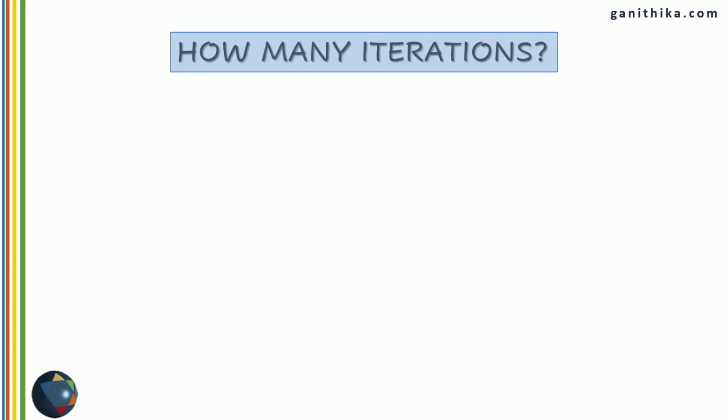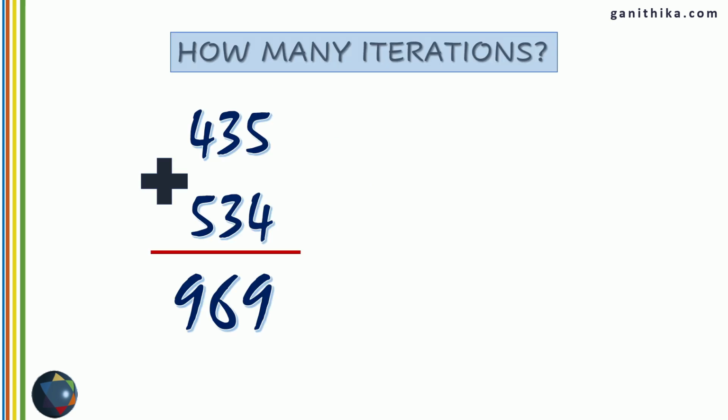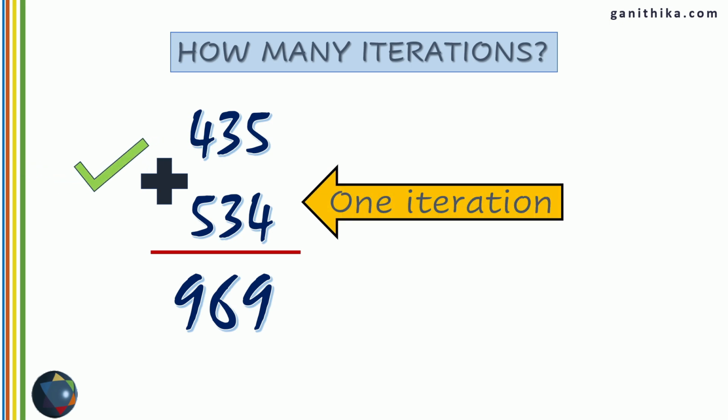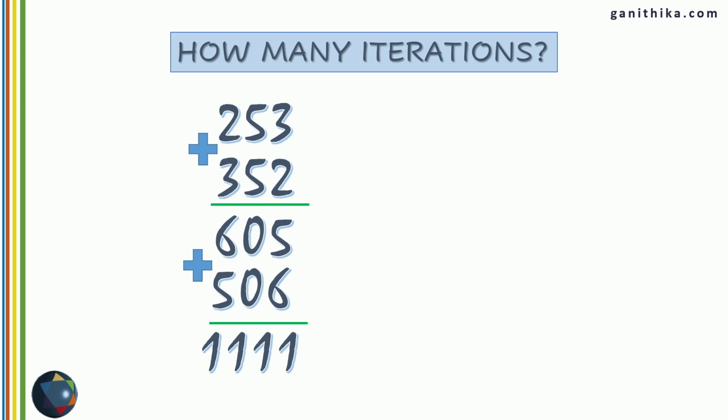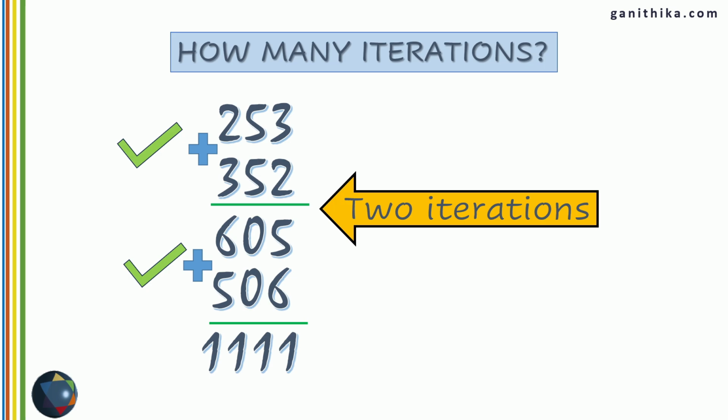How many iterations did we have in each case? 435 added to 534, you got 969 in one iteration, just one step. Once you reversed the digits and added them, you got the palindrome. So this has one iteration. Next, 253 and 352 gave you 605. It was not a palindrome number. You continued for one more step. 605 and 506 added together gave you 1111, which was a palindrome number. How many steps? 2. Therefore, this had 2 iterations.